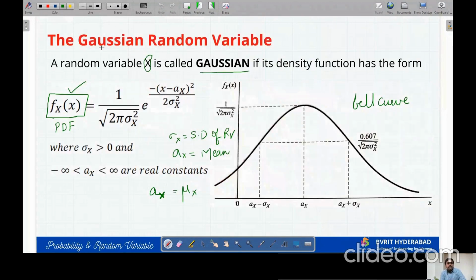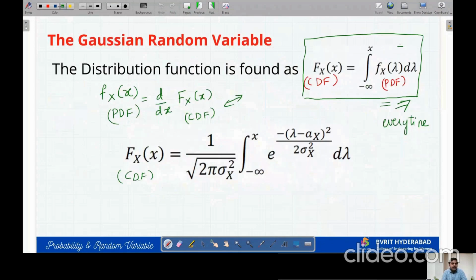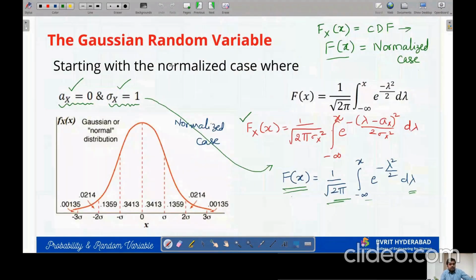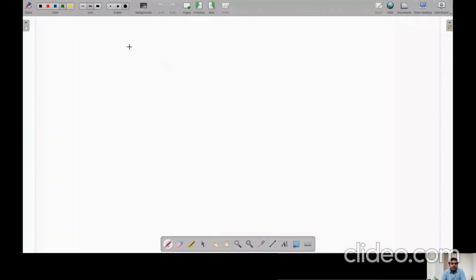I hope we have completed this Gaussian, right? I hope we have completed Gaussian. Yes, so the only one point I want to mention is, for a random experiment, depending on the outcomes, I can define a random variable. See this, right?